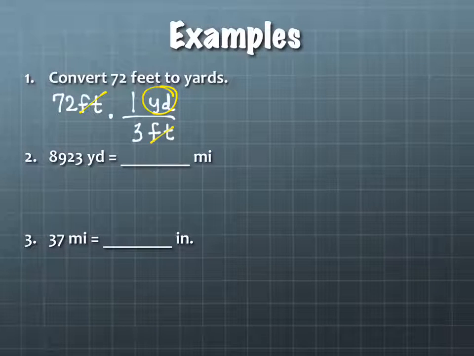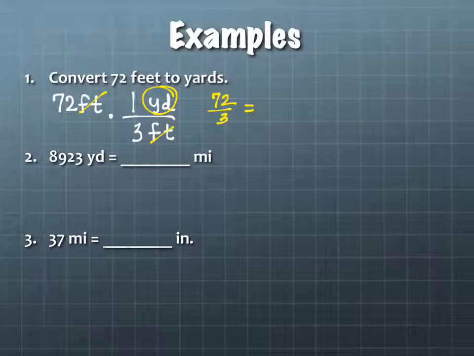So whatever is across the top, you're going to multiply together, not very exciting here, 72 times 1. And then you divide it by anything that's multiplied in the denominator. So we're going to take this and divide it by 3. Okay, so grab your calculator or do this longhand, whatever it takes. What we want to do is 72 divided by 3. What is it? 24. And it's 24 what? Yeah, yards.